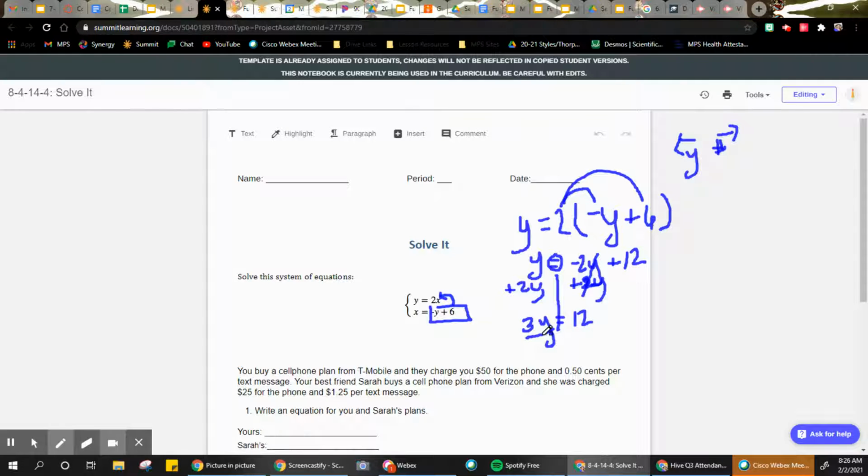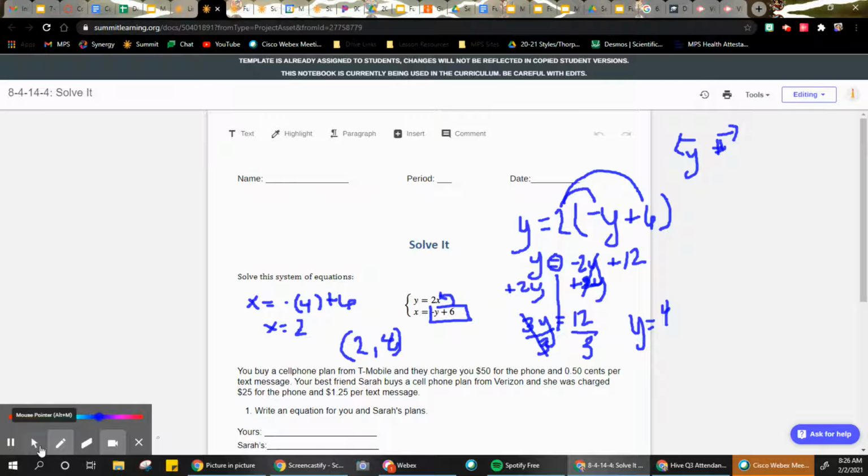Now in order to get y by itself, I'm going to divide by 3, because 3 and y are married, so I need to divorce or divide them, because that's the opposite. I'm going to divide by 3 on both sides. 12 divided by 3 is going to give me 4, so I know y equals 4. Now I need to figure out what x equals, so I'm going to plug that back into this equation right here. So I'm going to do x equals negative 4 plus 6. Well, negative 4 plus 6, if I owe you $4, but I have 6 at the end of the day, I have $2. So that gives me the point 2, 4 for where we cross.